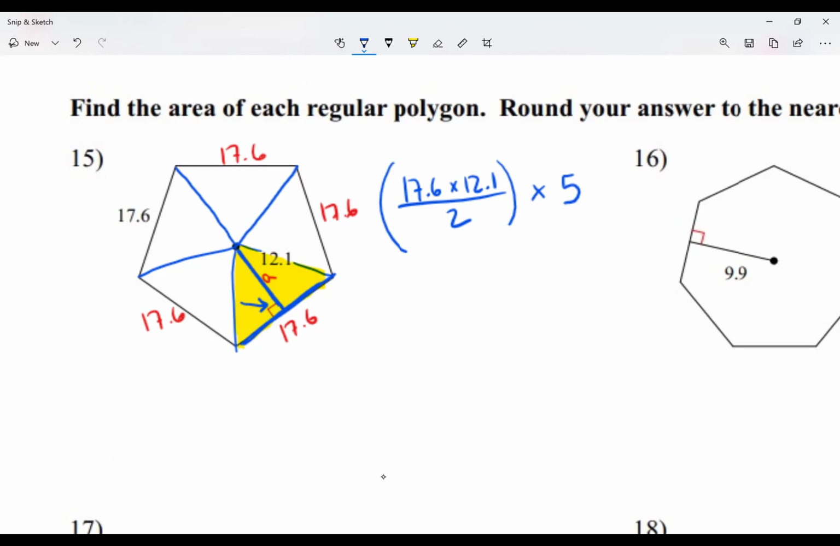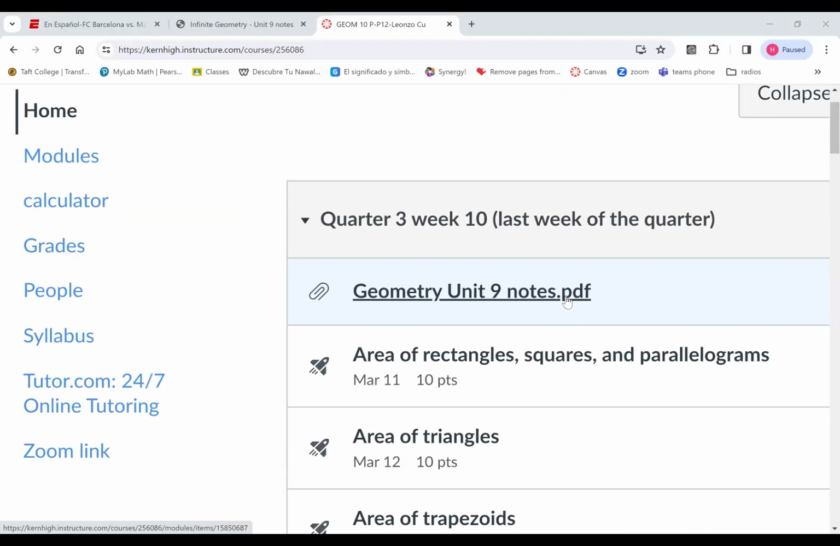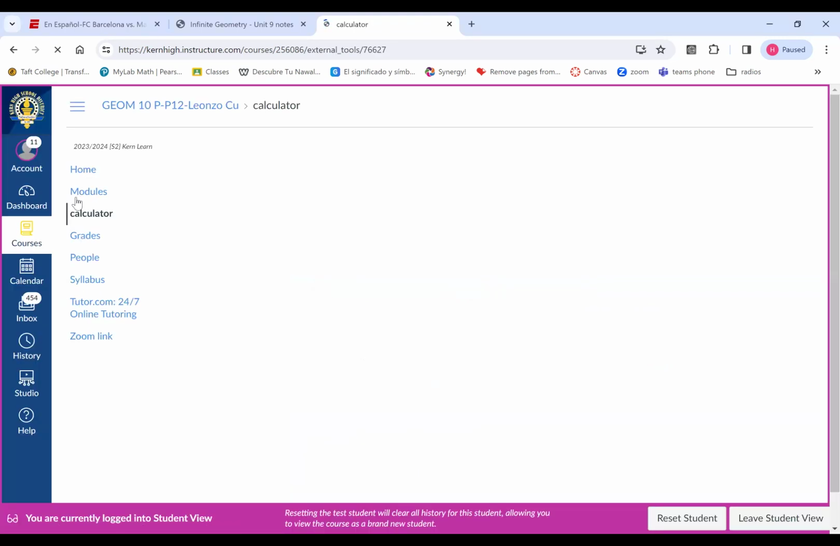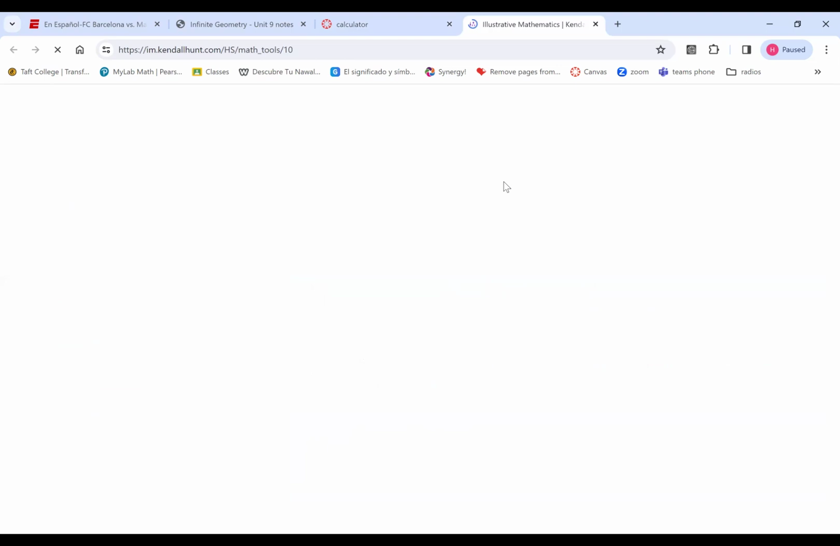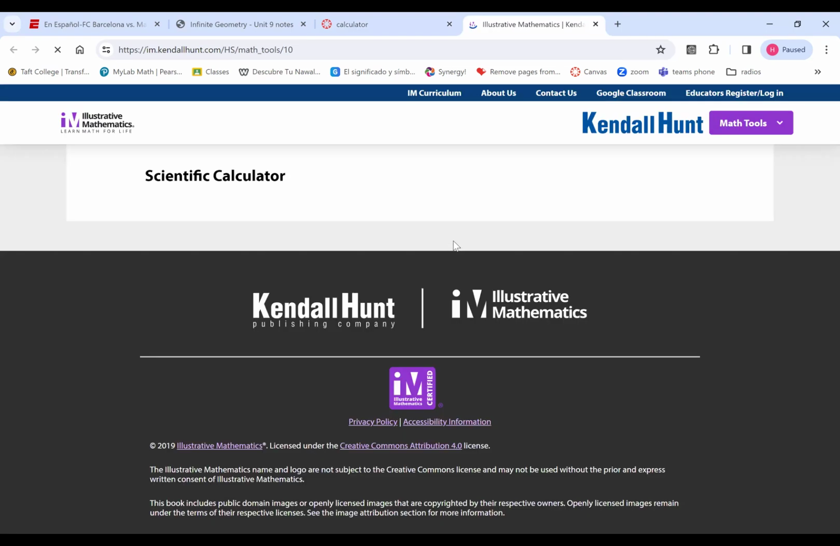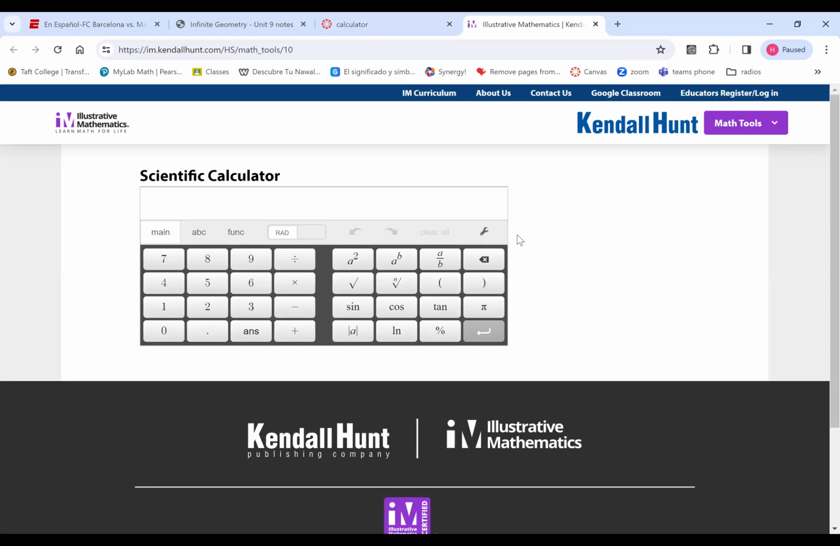As a matter of fact, you know that you have a calculator in Canvas, right? You can use that. If I open Canvas, you see here at the side, there's this little link that says calculator. Use it. So let me click on my calculator here. Okay, I had to open it in a new tab. It's fine. It's a very cool calculator. So we're going to use this.